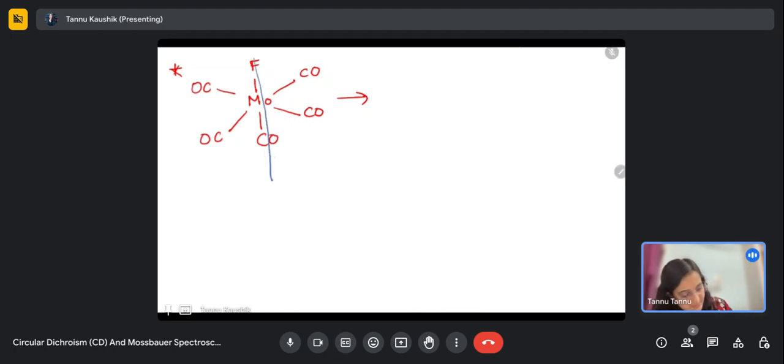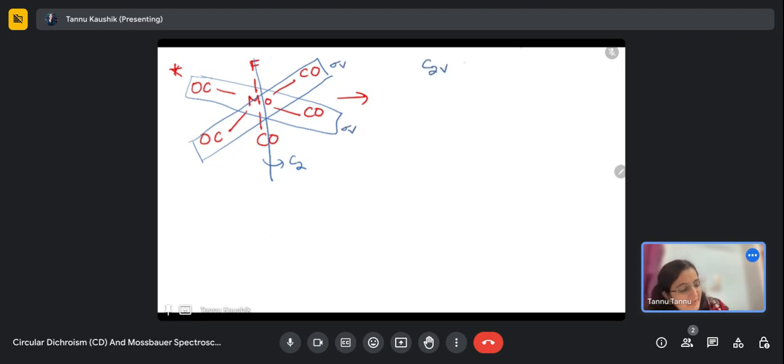There's a C2 axis of rotation passing through this molybdenum CO bond, and there are two sigma V planes passing through these CO bonds. Sigma V, sigma V. So here we have the C2V point group.